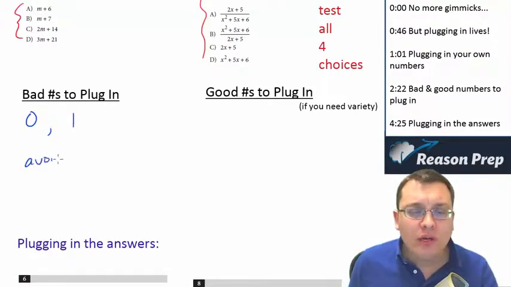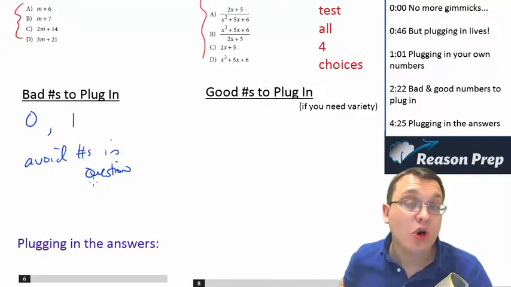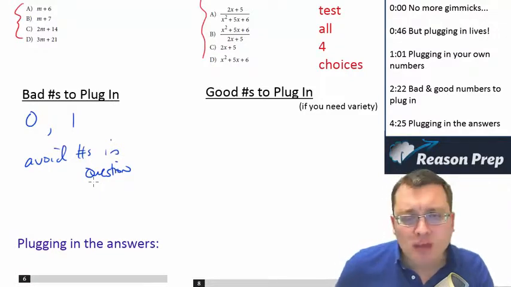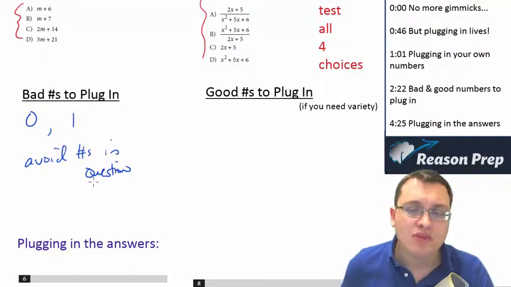Also avoid numbers in the question, generally speaking. So if you have 2 and 6 already somewhere in the question, plugging in 2 and 6 may not be a great idea. Again, you won't get the wrong answer. It just may take some more time.